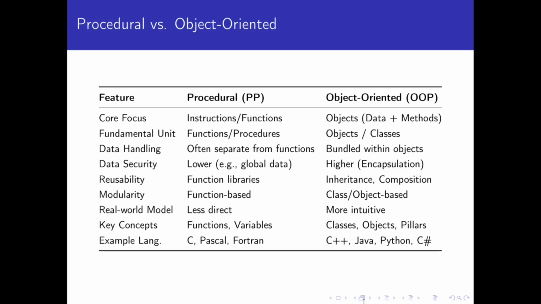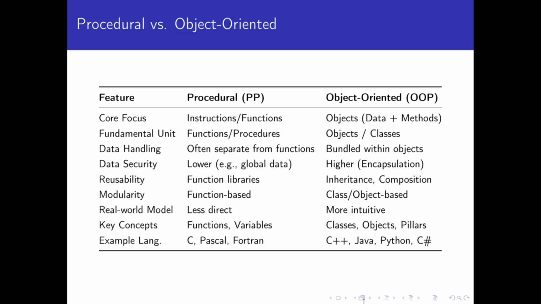Also, let's see the concept. This one is based on functions and variables, while OOP focuses on classes and objects. Examples of procedural programming languages are C, Pascal, and Fortran. Examples of object-oriented programming languages are C++, Java, Python, and C#. Any programming language that makes use of classes is regarded as object-oriented programming.